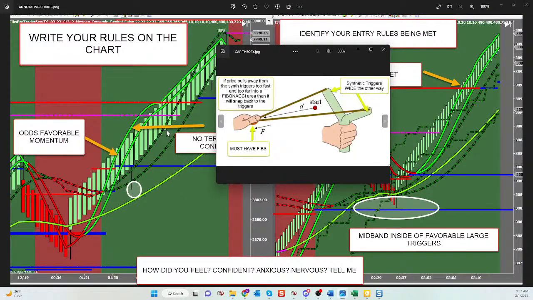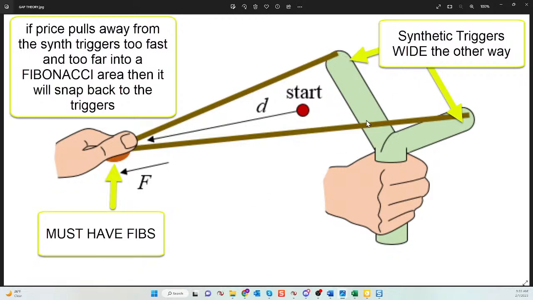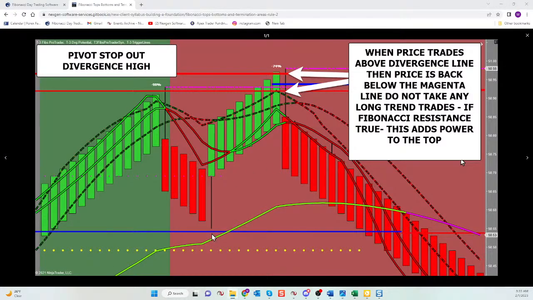Guys, when price accelerates away from those large triggers, hits an area, it typically snaps back. It closes that gap all the way back. And that's exactly what happened here. Price reaches that key Fibonacci area, the triggers don't follow, and price accelerates and snaps right back to it. Guys, this is the gap theory. This range right here acts like a vacuum, and that's your cue to not look for continuation short just yet.